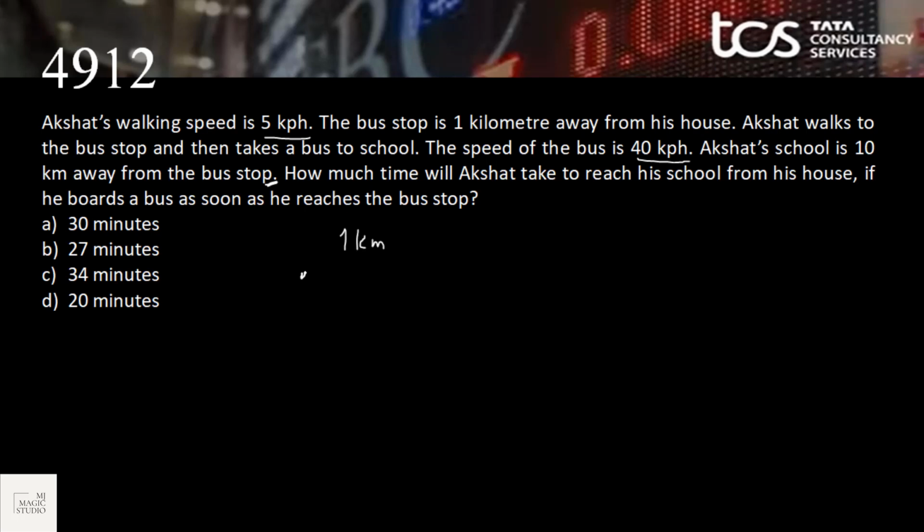So 1 kilometer he is traveling at the rate of 5 kph, and then next 10 kilometer he is traveling at the rate of 40 kph. How much time will Akshat take to reach his school from his house if he boards a bus as soon as he reaches the bus stop? We need time. Time is equals to distance by speed. So the first time T1 would be 1 by 5 into 60.